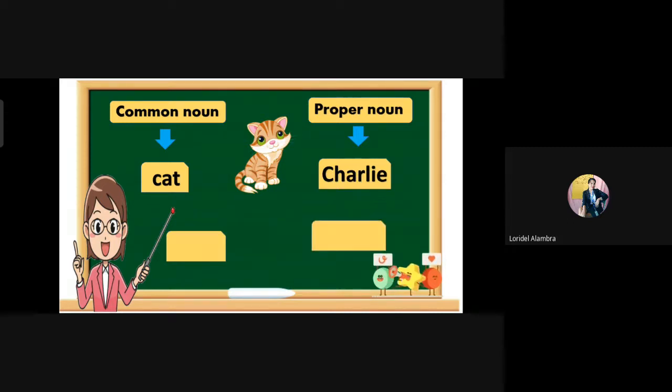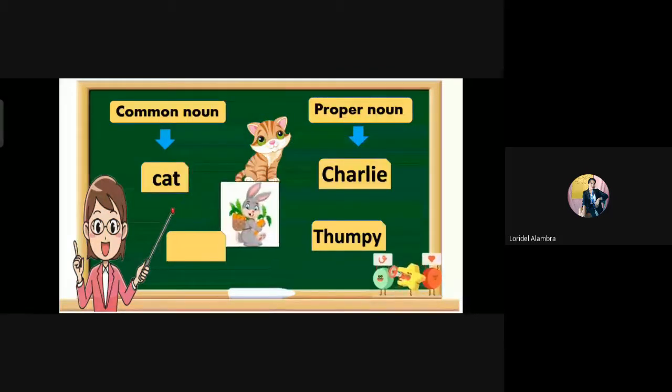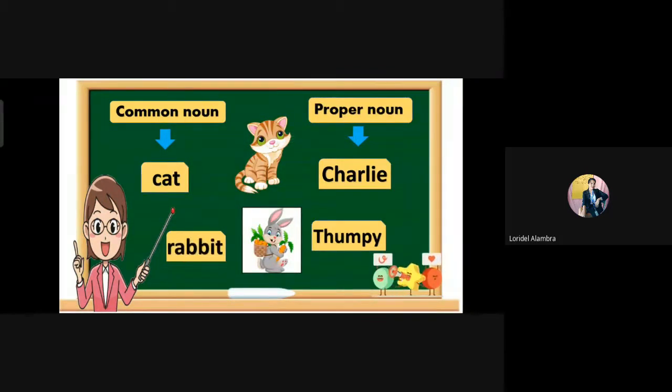In this another picture, the common noun is rabbit and the proper noun is Tumpy. The cat and rabbit is common noun. Charlie and Tumpy is proper noun. So, as you can see, in this example, the proper noun begins with a capital letter and the common noun begins with small letter since we are not using it in a sentence. So, did you understand, class?